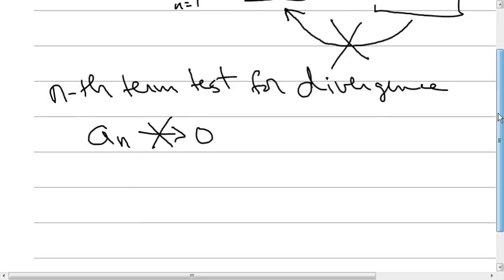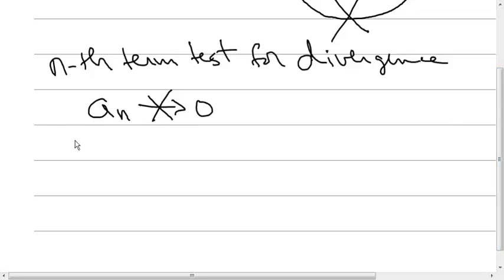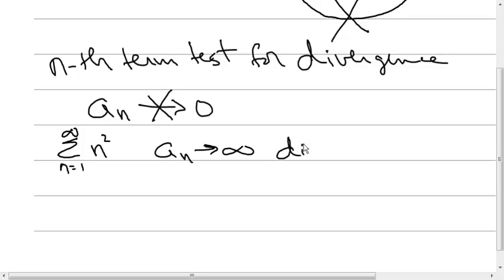Maybe some examples to help this out. If we had a series of n squared, this is pretty obvious, but I'll just do it. Obviously that series is going to be 1 plus 4 plus 9 plus 16. The nth term is most certainly not going to 0. In fact, it's going rather rapidly to infinity. Therefore, this series must diverge. And that is the classic way to use the nth term test for divergence.